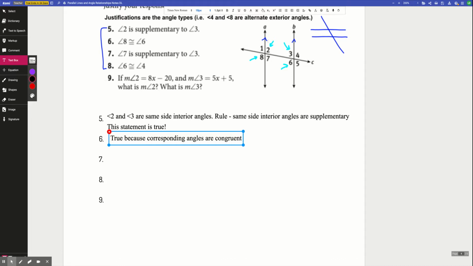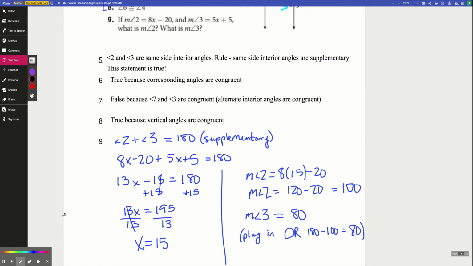So they gave us the measure of angle 2 and the measure of angle 3, which remember those are same side interior, so they're supplementary. So you would have to write an equation where they add up and equal to 180, right? So try 7, 8, and 9 on your own, and then check back with me here and see if you got the answers correct.